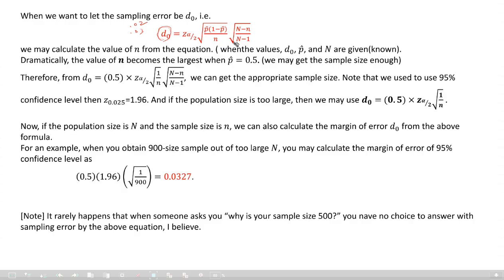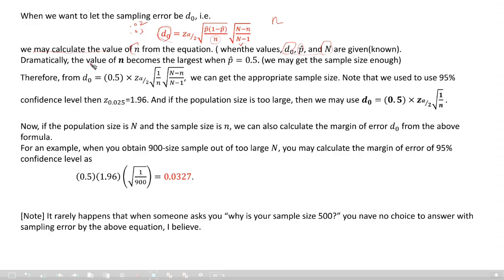So D0 is a given value, and from this equation we can get small n, because the population size capital N is fixed. We know the size of the population, capital N. We may calculate the value of n from this equation when D0 is fixed and p hat is given. We know p hat even before sampling. Anyway, p hat is some value, and capital N, these three values are given and known, then we can solve for the value of n from this equation.